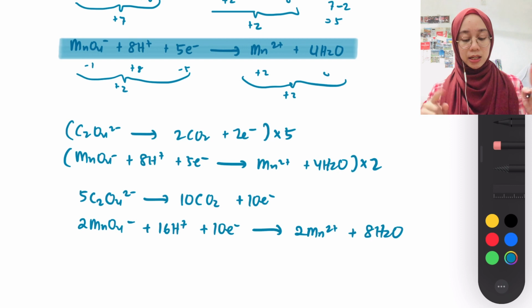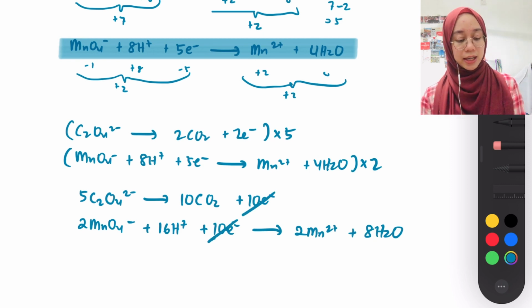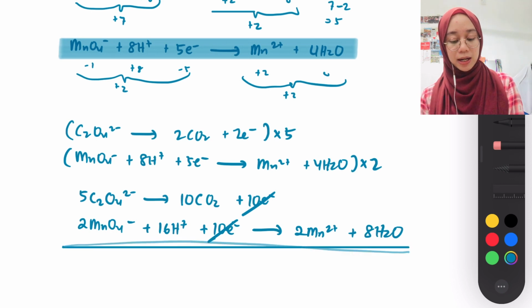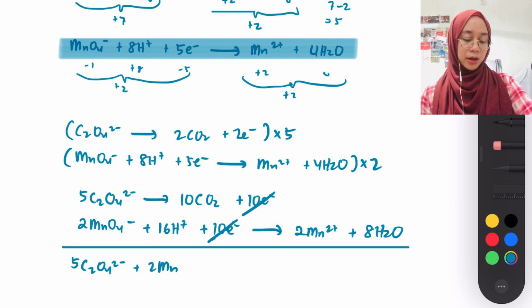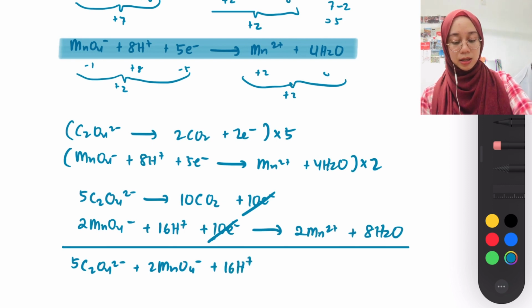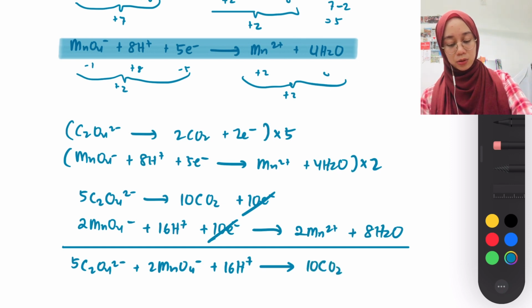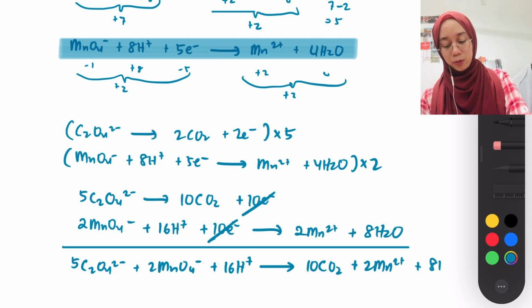Okay, jadi double check lah, tengok adakah benda yang sama yang ada dekat both equation is only electron. In this case, yes, only electron yang ada. So kita boleh cancel off. Okay, so kita boleh cancel off. Kita boleh tambah dah lah dua ni. So tulislah balik. So tambah dengan 2MnO4 minus tambah dengan 16H plus producing 10CO2 plus 2Mn2 plus 8 water.